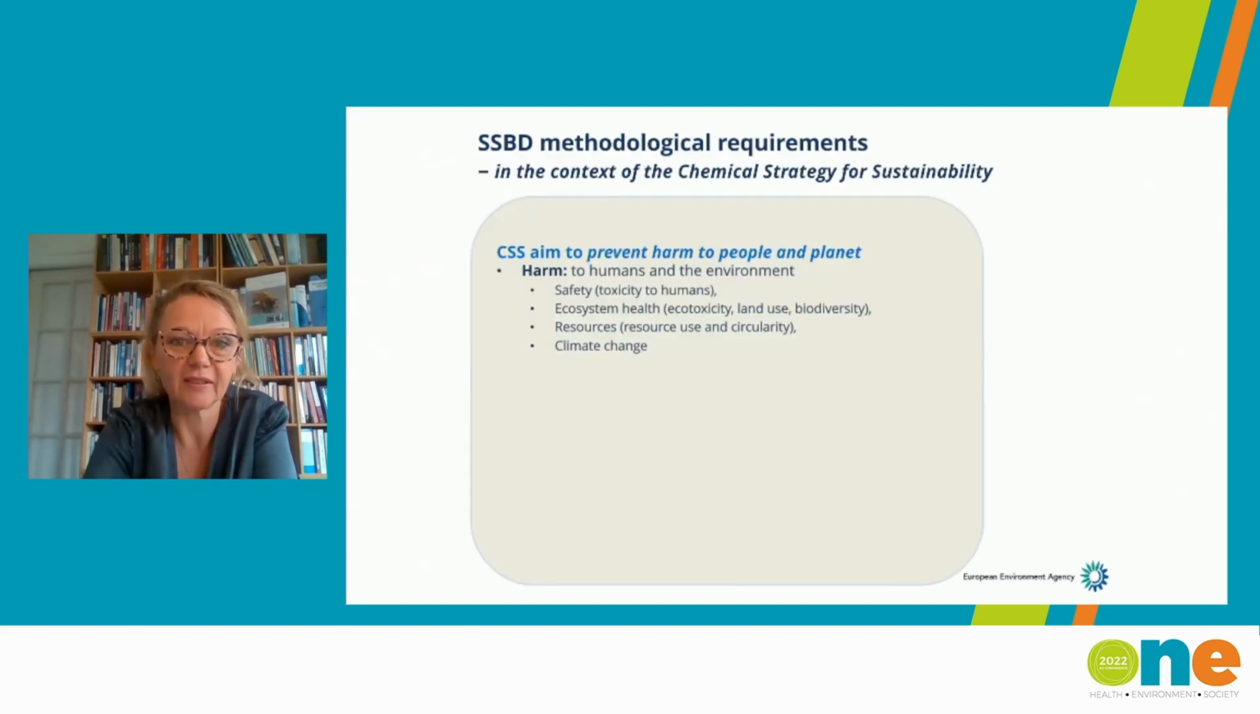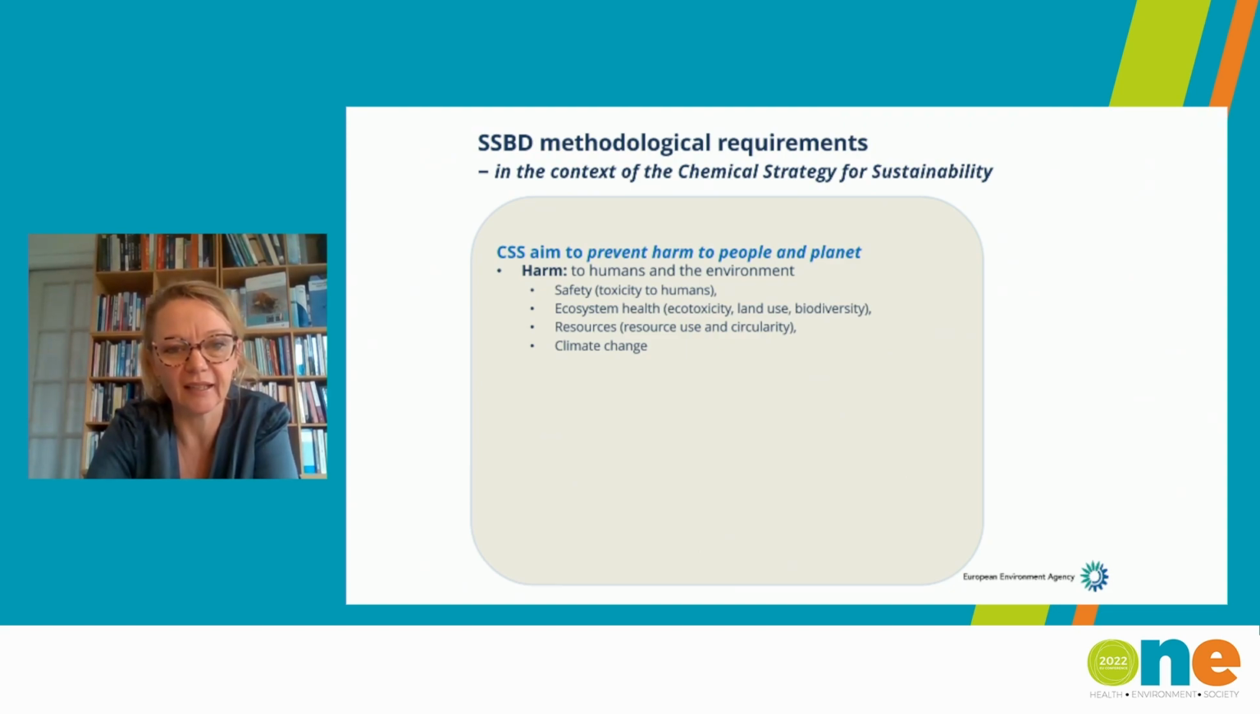So in the context of the CSS, what are the methodological requirements? Well, once again, preventing harm from chemicals to planet and people calls out for addressing harm on multiple dimensions. We have the safety, thought as of toxicity to humans, ecosystem health, and we also heard that covers both ecotoxicity, but also land use and biodiversity. Resources to reduce the use of resources and increase circularity, and climate change.